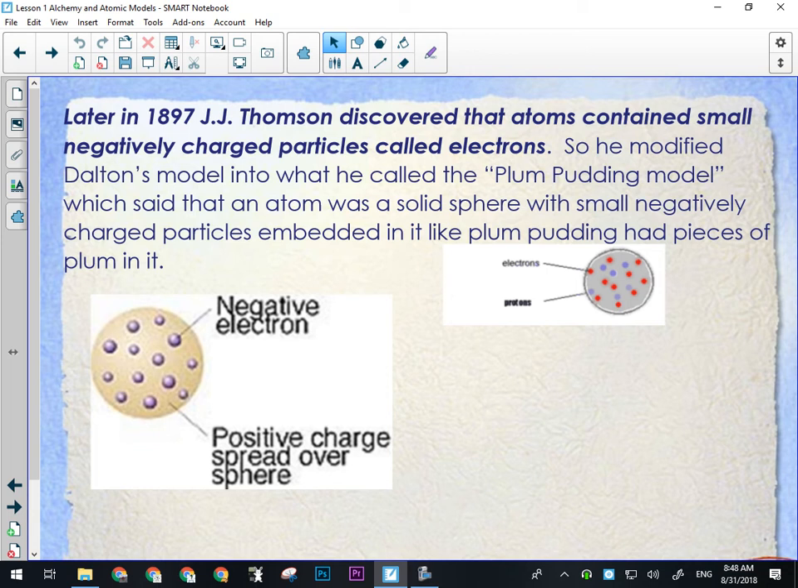We can't do that. Good science doesn't work that way. If something doesn't fit the model, adjust the model. And the history of the atom is kind of filled with that.